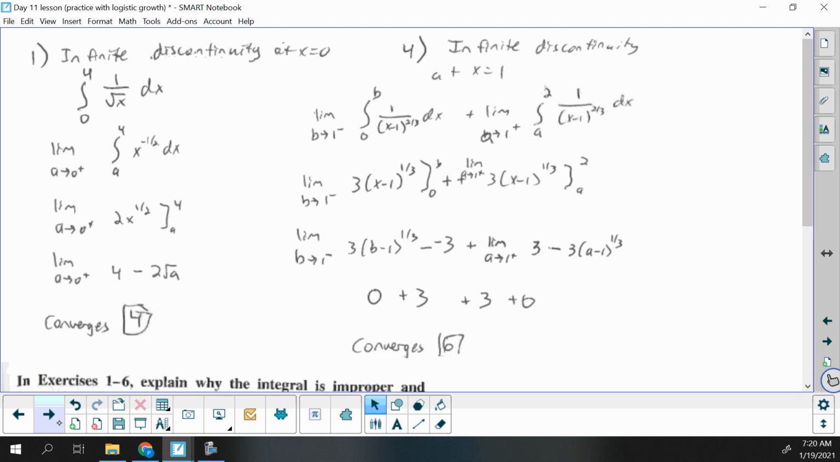So when you get down to the line where we now want to evaluate as b is approaching 1 from the left, doing direct substitution works for both of these. You just put in 1 for the b and for the a, so you end up with 3 plus 3, so we're converging at 6.